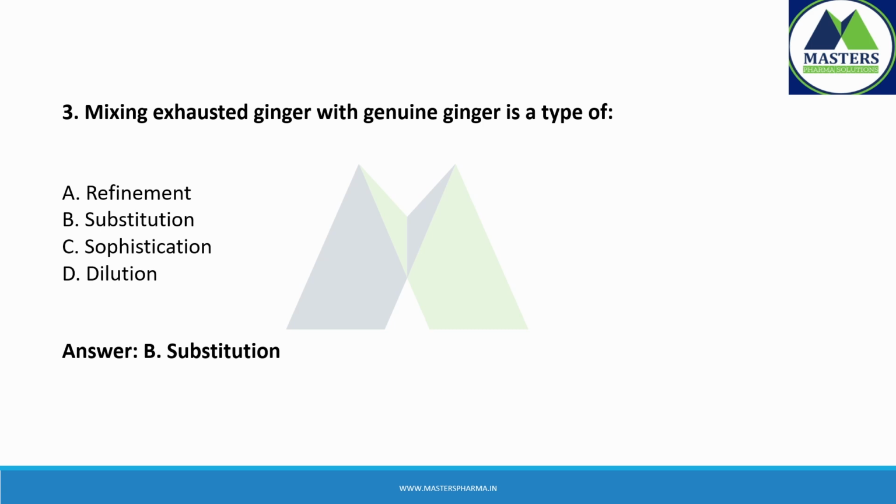Now we see the other options. Refinement, improving purity, is also not applicable. Option C, sophistication, adding substances to mimic good quality. So it is also not correct. Option D, dilution, adding inert materials. Exhausted ginger is not inert. So the correct option is option B.